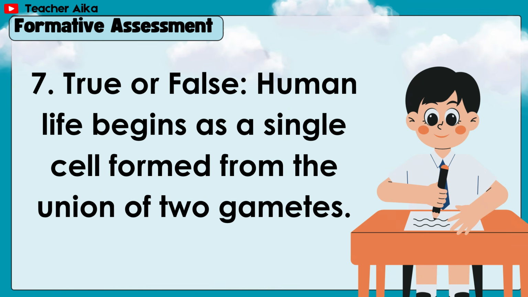Number 7. True or false? Human life begins as a single cell formed from the union of two gametes. Answer: true.